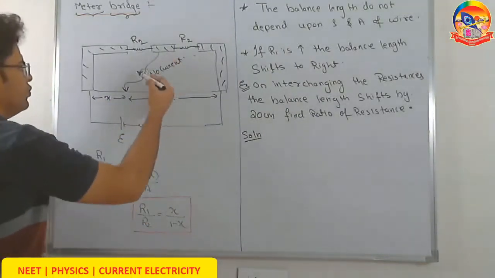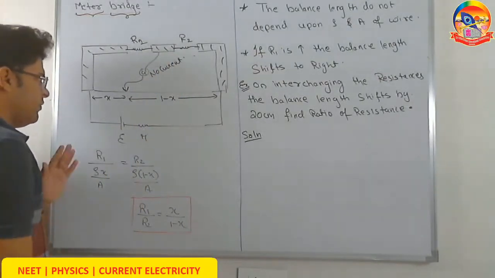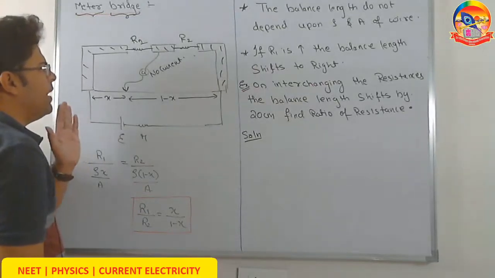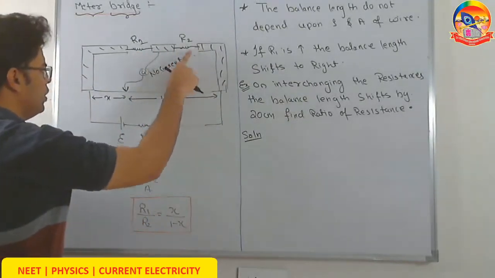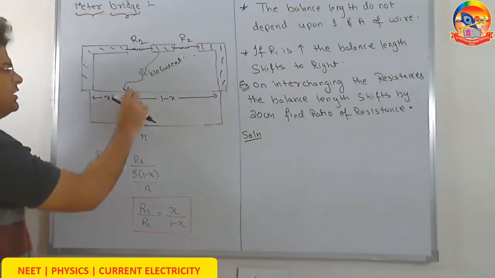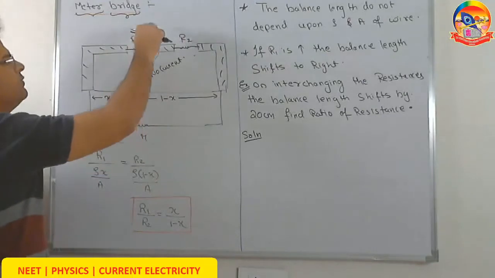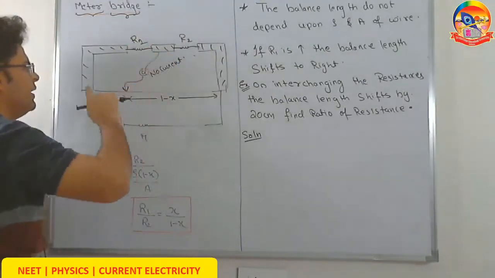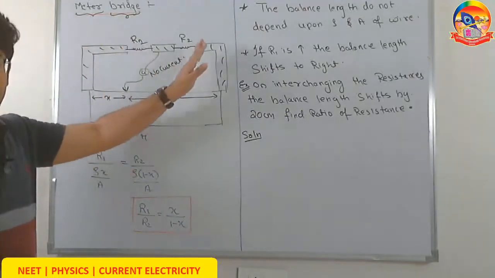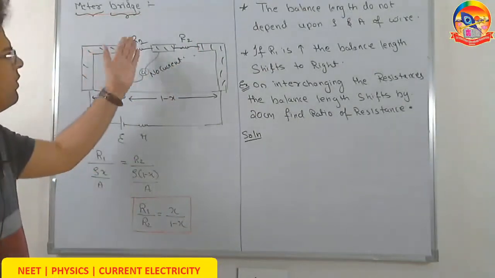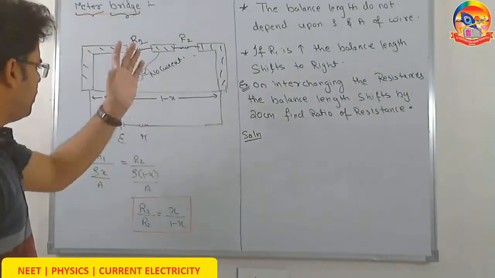If no current flows through this galvanometer, it means that these five act as part of a balanced Wheatstone bridge. Which 5? R1, R2, the resistance of length x and the resistance of length 1 minus x. These 5 form a balanced Wheatstone bridge. That's why no current flows through the galvanometer. Now, if you know R1, you can find out the value of R2. And if you don't know both R1 as well as R2, you can simply find out the ratio of their resistances using the meter bridge.